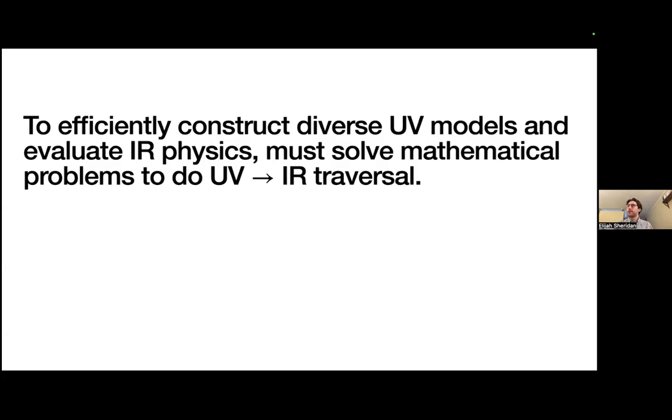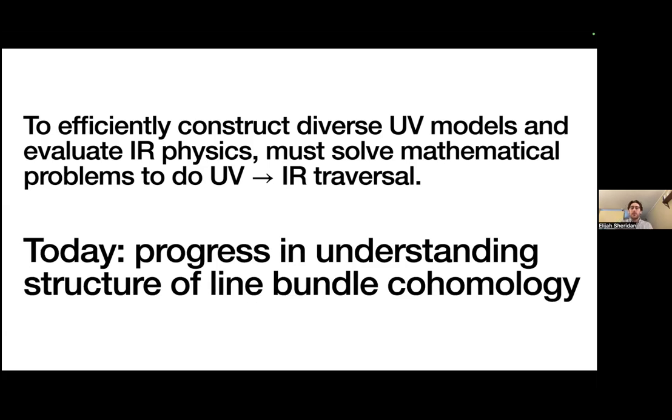To give a bird's eye view of what I'm going to be talking about today, I'll recall that to achieve one of our goals in string phenomenology, namely constructing UV models of physics and then studying the low energy infrared consequences at scale, and doing this efficiently and for diverse models, we often have to solve intricate mathematical problems in order to translate the UV data that we start with into low energy predictions. With this in mind, today we're going to study one of these mathematical problems. In particular, we're going to study the structure of line bundle cohomology and some recent progress that I've been thinking about in this area.